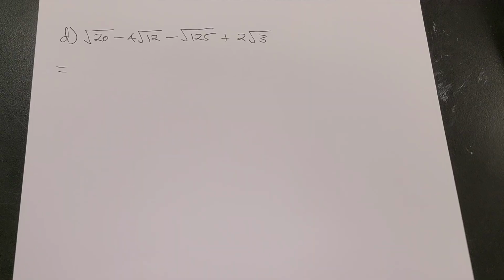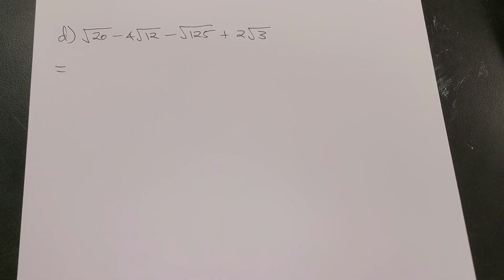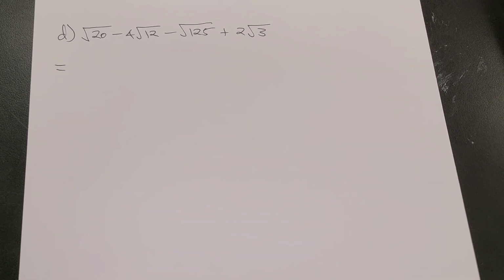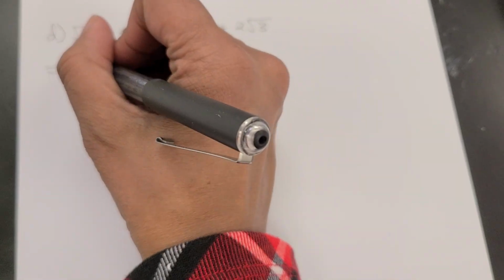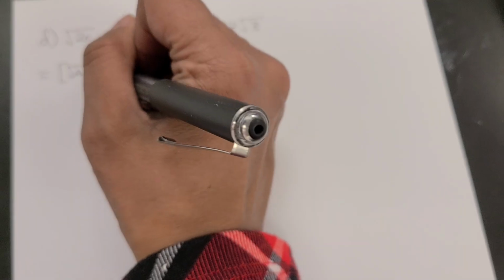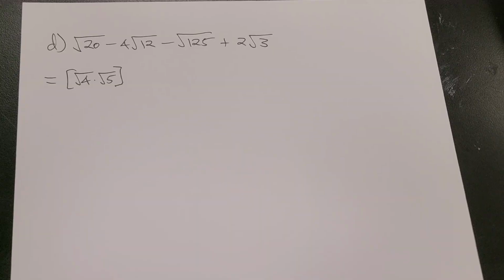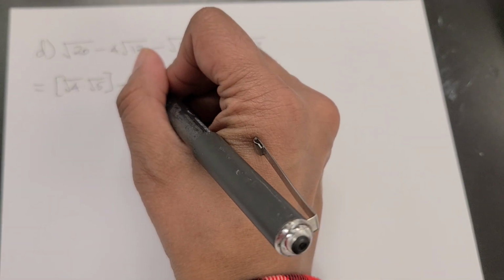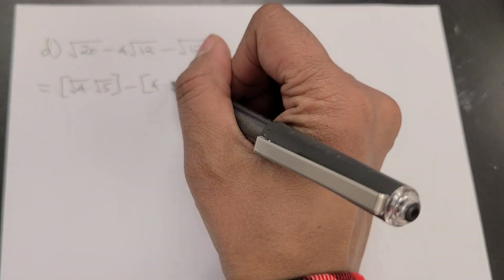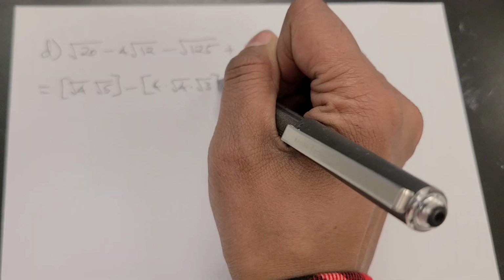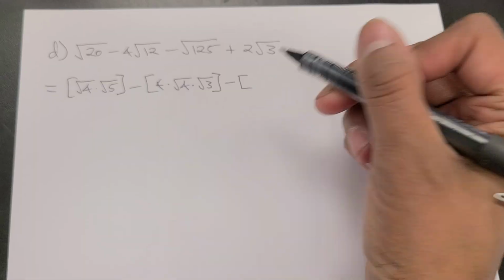All right, so with that, let's try this last example. It says square root 20 minus 4 root 12 minus root 125 plus 2 root 3. And again, of course, don't get scared. I see there are 4 terms here, but the steps are exactly the same. So we're going to start with root 20, and I want to do root 4 times root 5, which gives me square root 20. The second term says negative 4 root 12. Put it in brackets. The 4 is outside. And for 12, I'm going to do square root 4 times square root 3. Right? Close the bracket. Notice I'm keeping all the signs in between the terms the same.